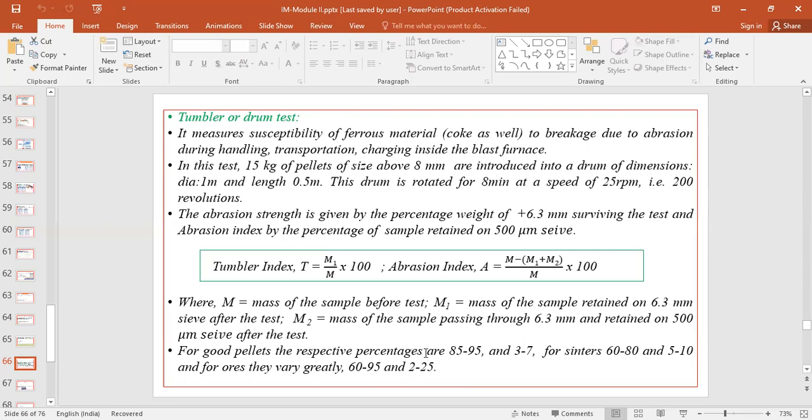Whatever agglomerates we are preparing by the sintering process or by the pelletization process should have impact and abrasion resistances within a particular range. Within this range, you can say that these agglomerates are feasible to use as an iron bearing material or as a part of the charge inside the blast furnace.